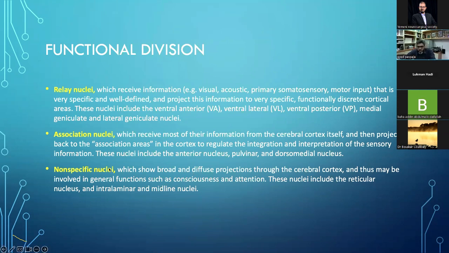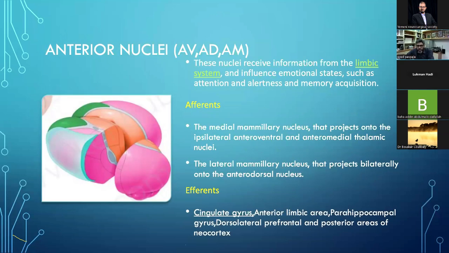There are some non-specific nuclei, particularly the nuclei within the internal medullary lamina, then the paraventricular nuclei, and even the reticular nuclei. Not much is known about these nuclei, even though there are some assumptions, which I will be talking about in my later slides. And let us go through each and every group.